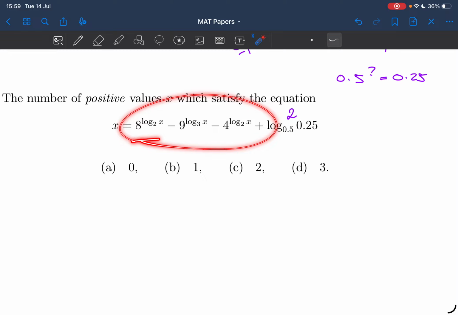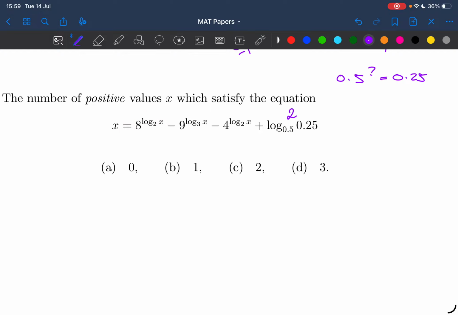And all of these are the same form. Let's look at this one. So we have a base of 2, and it's a power of 2 as well. So I can rewrite this as 2 cubed to the power of log base 2 of x. And then we can swap those powers around. So it's 2 to log base 2 of x, cubed. And that thing inside the bracket is just x. So that is x cubed.